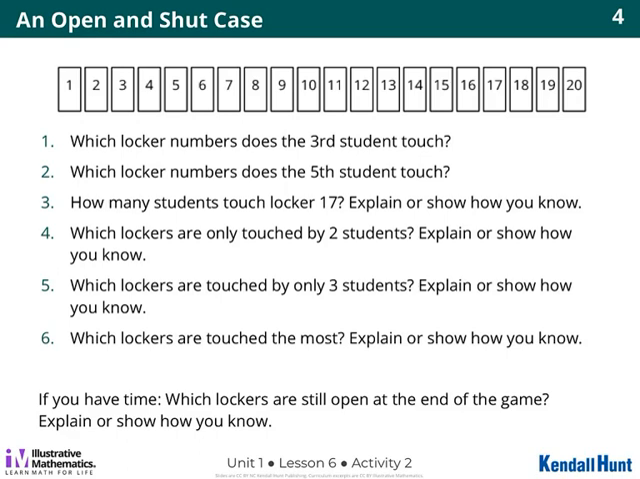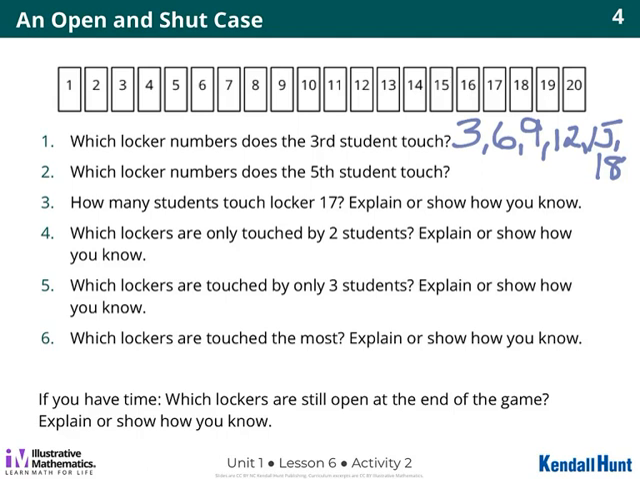Which locker numbers did the third student touch? Do you guys see this on page, what page is it, 25? 24. So raise your hand. Which locker numbers did the third student touch? Which one's Ryder? 3, 6, 9, 12, 15, 18, and 20. And that's it. So the third student counted by threes.